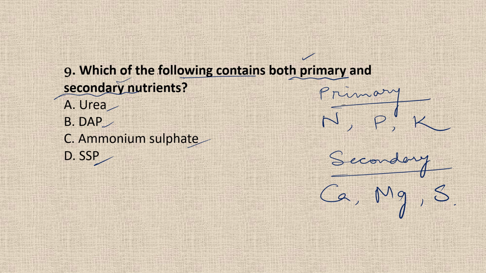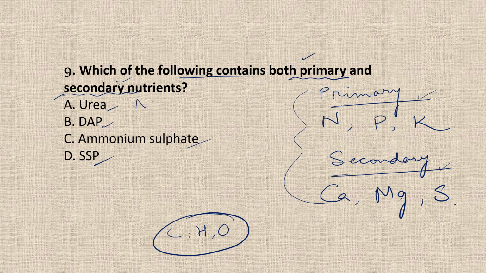Okay, so these are the primary and secondary nutrients, and the basic nutrients are carbon, hydrogen, oxygen, CHO. These are the essential ones that are needed, and then these are primary macronutrients, secondary macronutrients, and then come micronutrients. So we have to identify which of the following contains both nutrients.